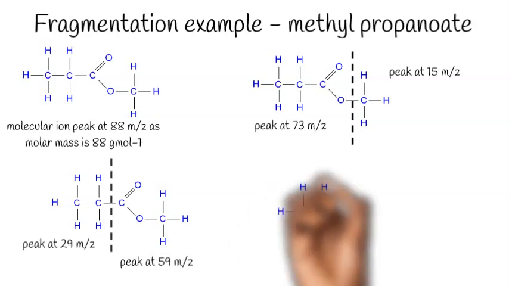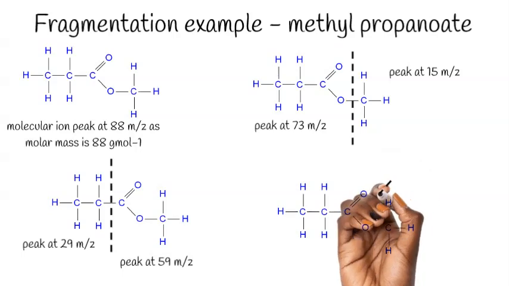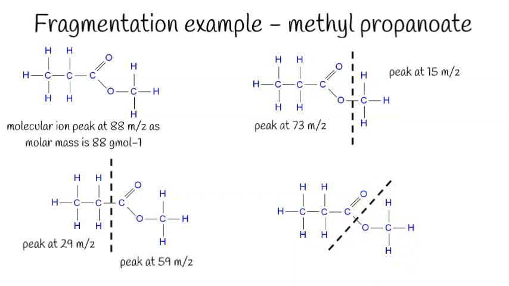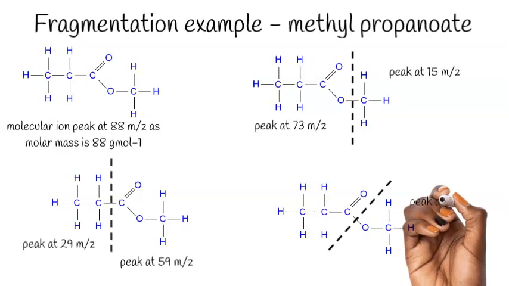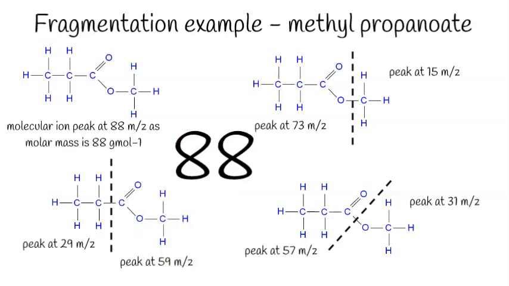There's another place we could likely find fragments, and this is right in the middle of this functional group split here. If we were to split the molecule at this point, we would get a fragment of 31 grams per mole, corresponding to a peak at 31 m/z, and also a fragment of 57 grams per mole, corresponding to a peak at 57 m/z. Notice that for each of these examples, the two peaks would add up to 88, the overall molecular mass or the overall molecular ion peak.